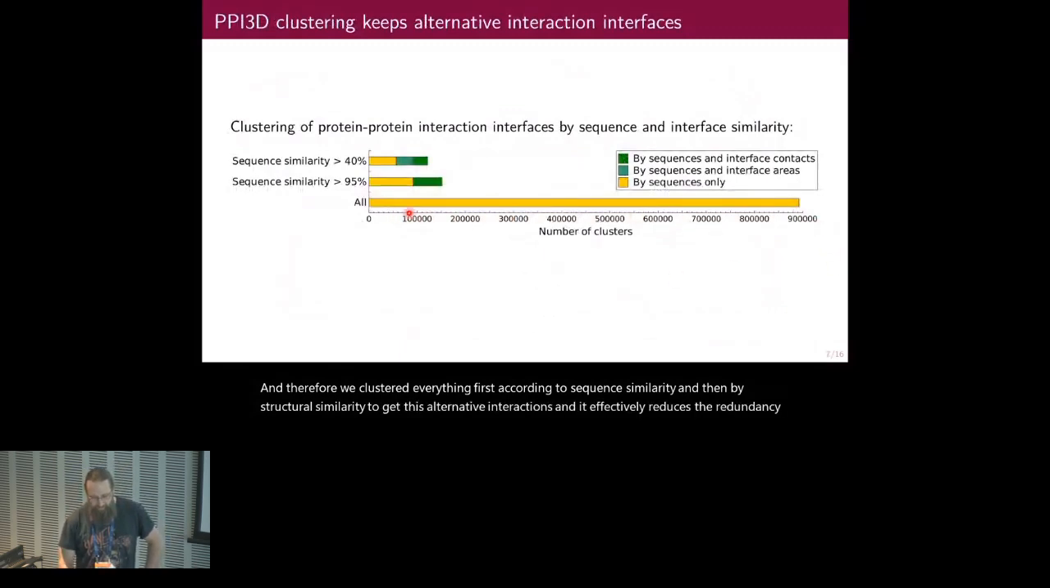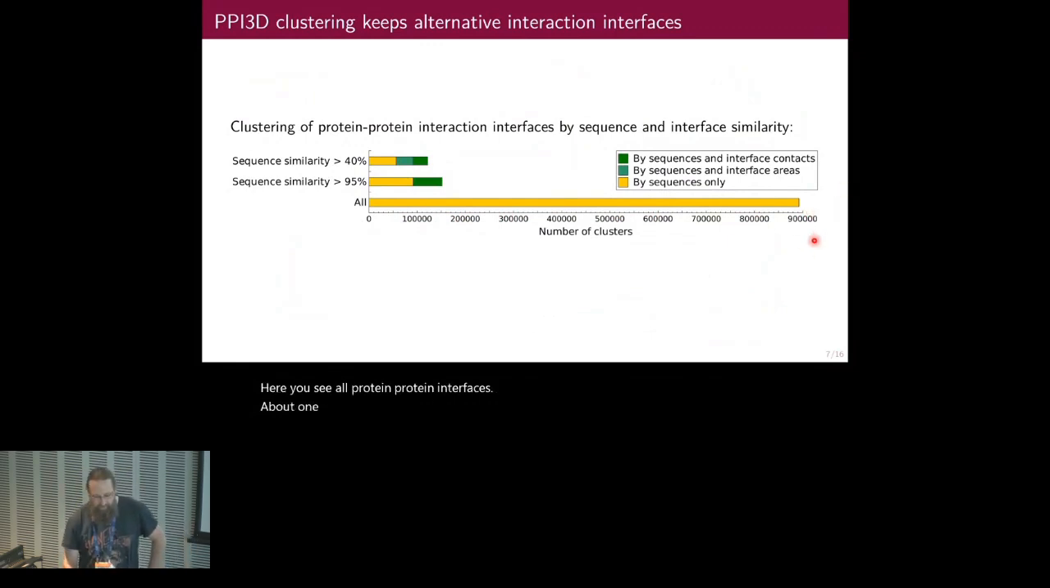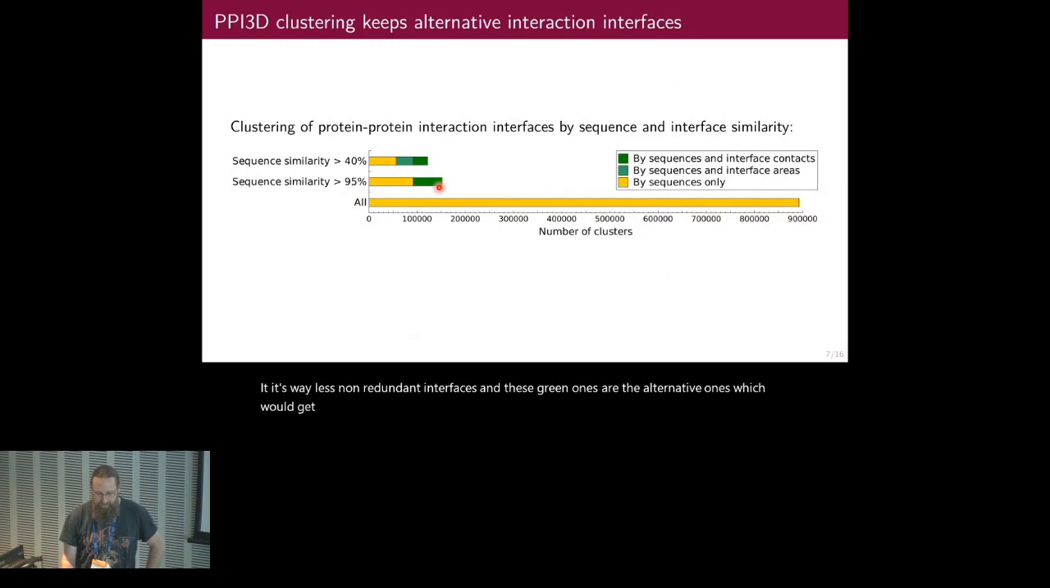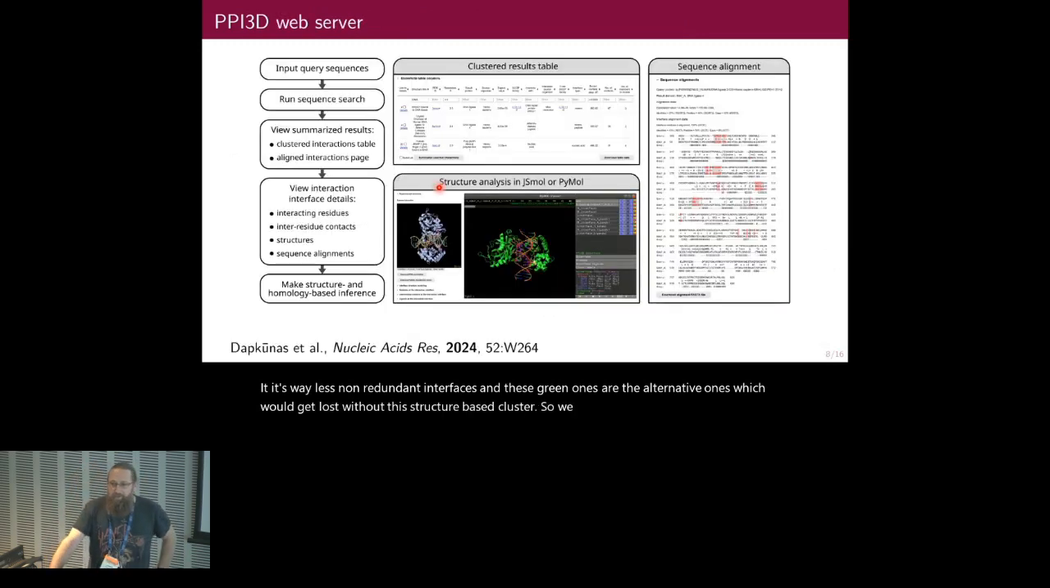Here you see all protein-protein interfaces, about 1 million interfaces in PDB. But there are way fewer non-redundant interfaces, and these green ones are the alternative ones, which would get lost without this structure-based clustering. So we did all the clustering, prepared all the data, and 10 years ago we first released it as a web server where you could introduce your sequence or PDB ID and find the data on the interfaces and so on.